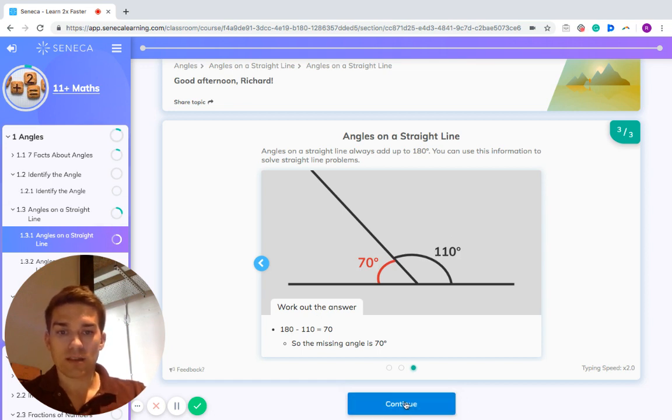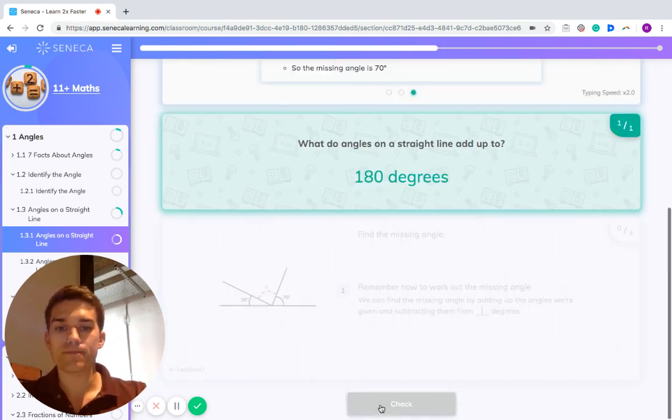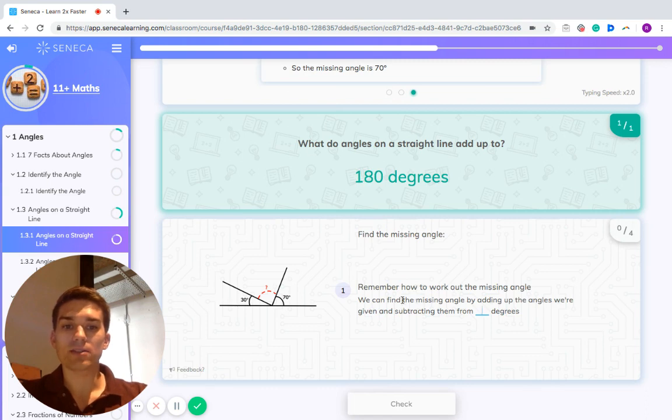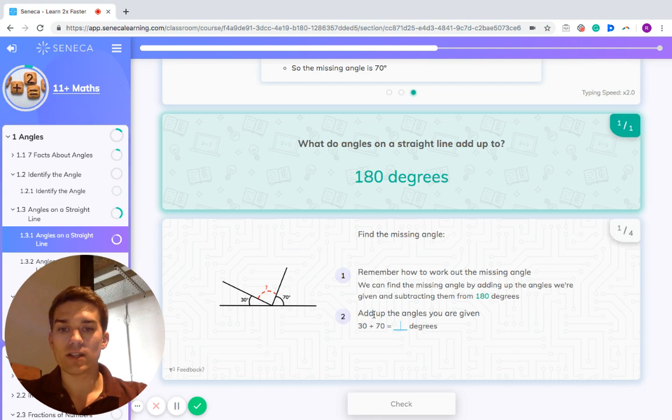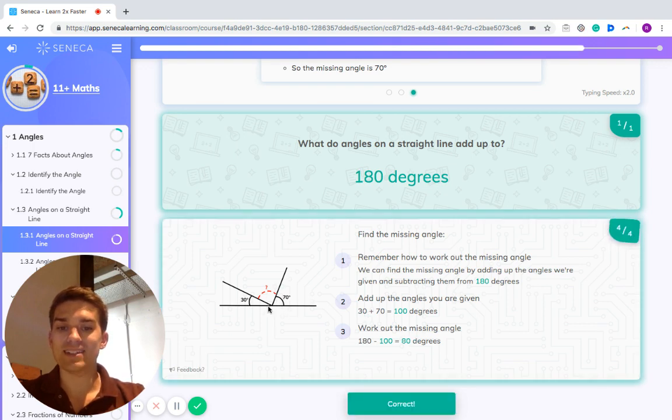You can check your answer at the end by adding those two together: 70 plus 110 equals 180. To look at a couple of questions with that, remember that angles on a straight line add up to 180 degrees, and when you're working out a missing angle, we can find it by adding up the angles we're given and then subtracting them from 180 degrees. In this example, we've got angles on a straight line, an angle of 70 and an angle of 30. If we add those together, it's 100 degrees. So the missing angle must add up to 180 with those 100 degrees that we've already got. 180 take away 100 gives us 80 degrees as that missing angle.